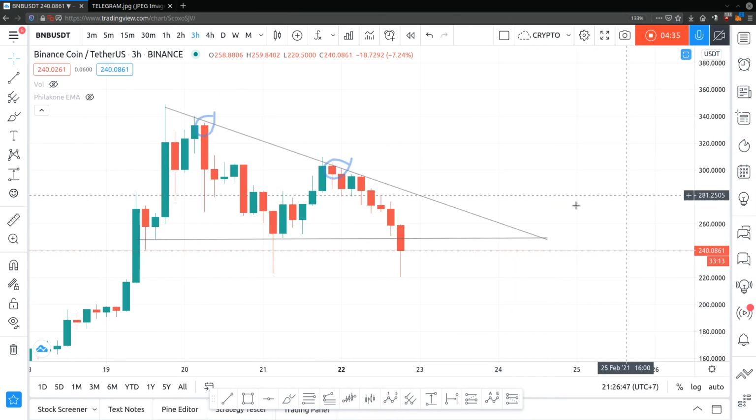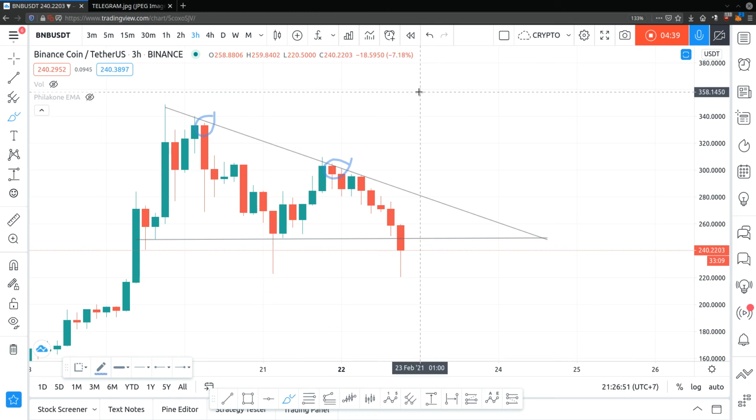Oh, before I move further, when it comes to chart patterns, there's just a few basic chart patterns that play out over and over and over again.